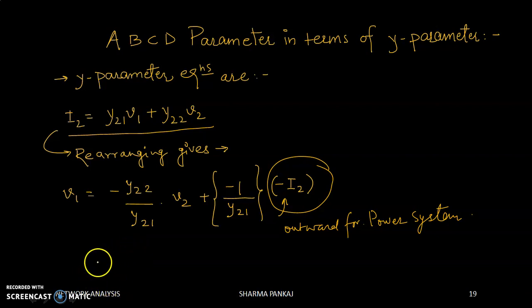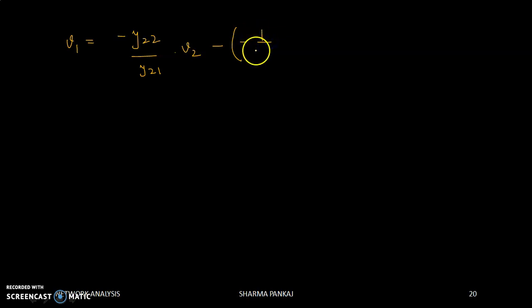This can also be written as V1 is equal to minus Y22 upon Y21 into V2 minus 1 upon Y21 into I2.